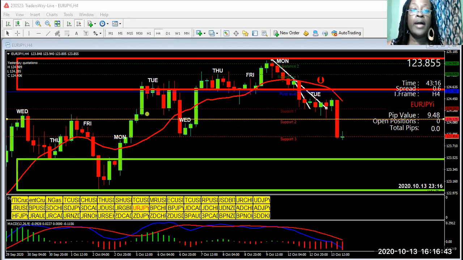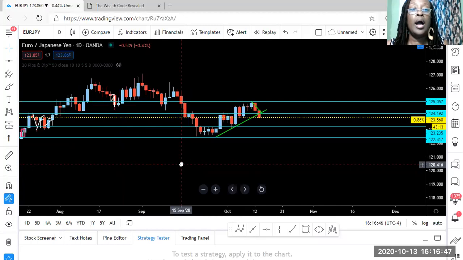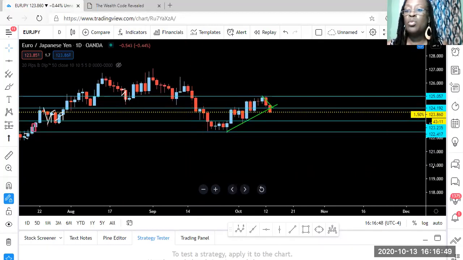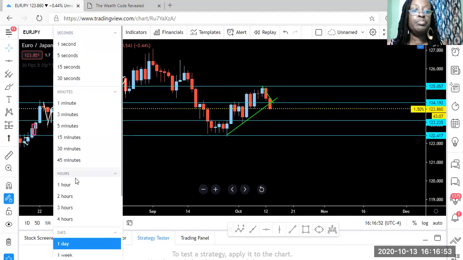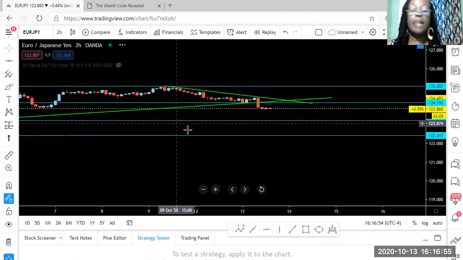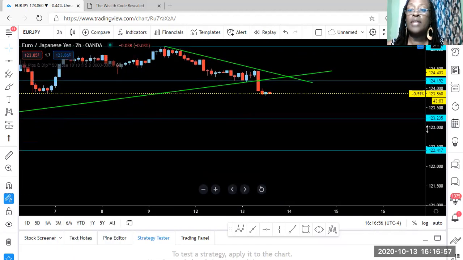We're wrapping up now. I really love TradingView to do my markups. It's just a little more user-friendly, a little cleaner and that kind of thing. And then I can even go to the daily, the 2 hour on here. Can't do that on MetaTrader.